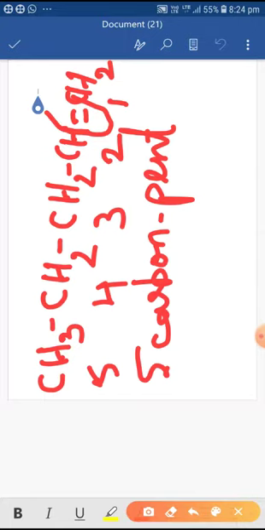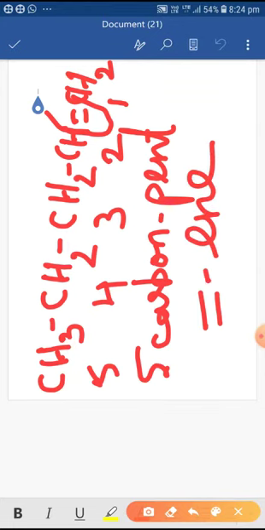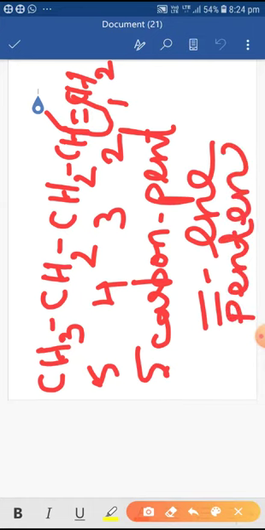There are no substituents. It is a linear chain, so no substituents. The next, third step, is the suffix. No substituent means don't write a prefix, only the root word and suffix. Here one double bond is there, so the suffix is ENE. So this compound name is pentene.